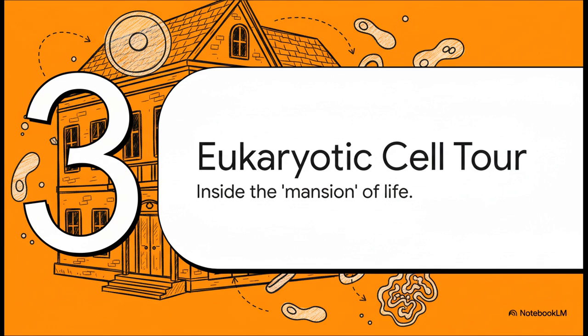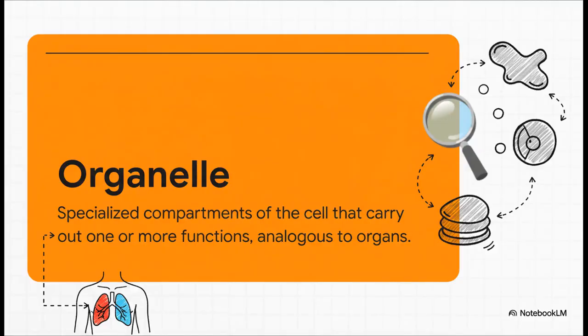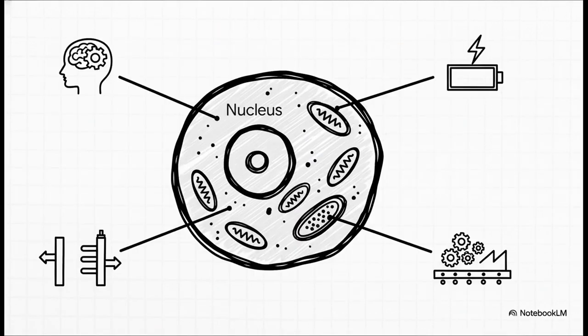Inside, we're going to find all these specialized rooms, and each one is doing a vital job to keep the whole thing running. But before we go in, let's get the lingo down. These specialized rooms are called organelles, and the name is perfect. It literally means little organs. And that's exactly what they are. Just like your heart and your lungs have specific jobs in your body, each organelle has a very specific function inside the cell. All these organelles work together like a finely tuned system.